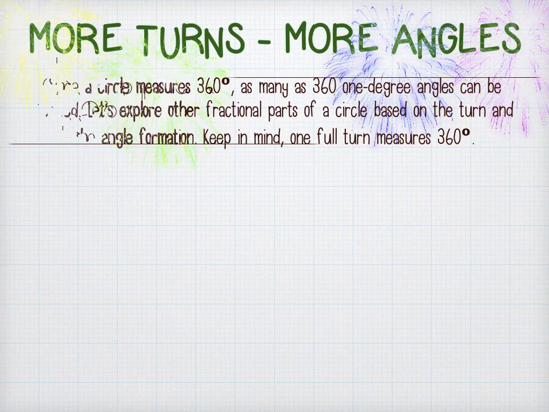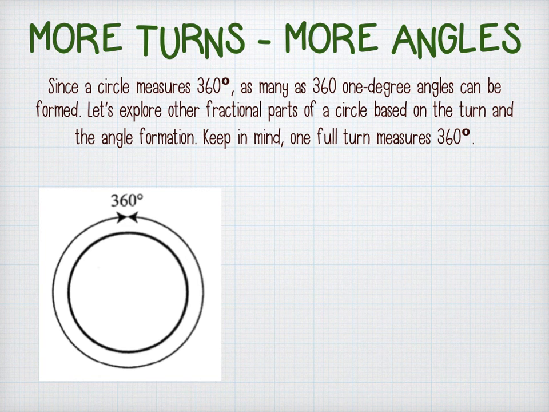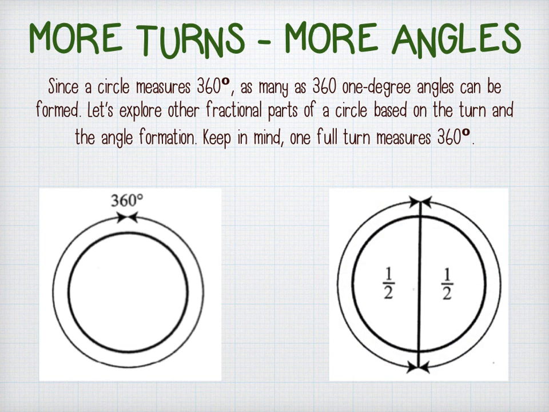More turns and more angles. Well, since a circle measures 360 degrees, as many as 360 1-degree angles can be formed. So let's explore other fractional parts of a circle based on the turn and angle formation. Keep in mind, one full turn measures 360 degrees. So let's look at this next example. You can see that there were 2 1/2 turns, and by doing so, 1/2 of the circle is measured at 180 degrees.